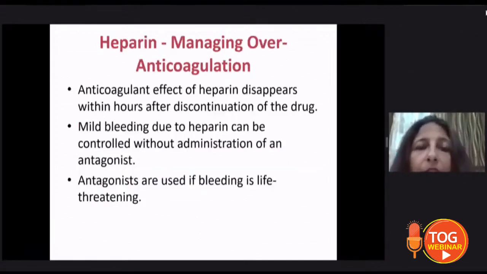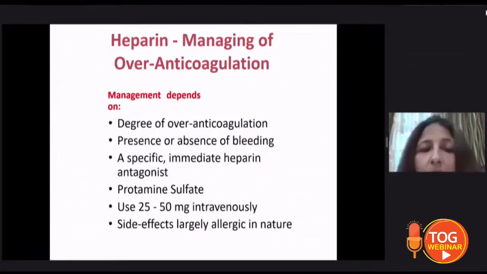For managing over-anticoagulation, if the anticoagulant effect of heparin disappears within hours after discontinuation of the drug, mild bleeding due to heparin can be controlled without administration of an antagonist. Antagonists are used only if the bleeding is life-threatening. So what is the management of over-anticoagulation? It depends on the degree of over-anticoagulation or presence and absence of bleeding. So what is the heparin antagonist? We use protamine sulfate, that is 25 to 50 milligram intravenously, and the side effects are largely allergic in nature.